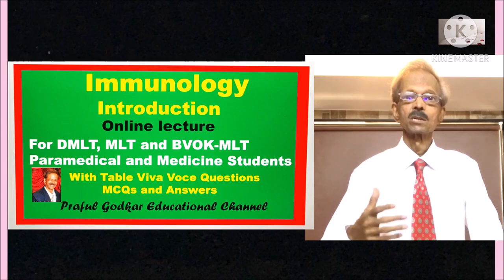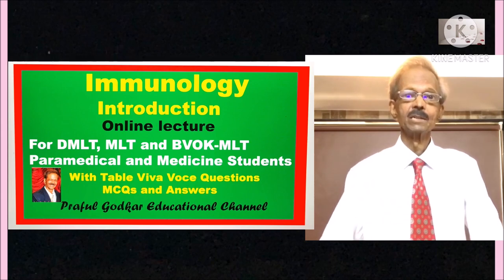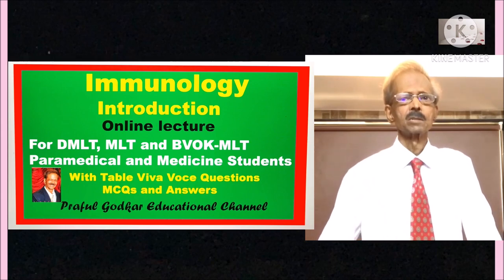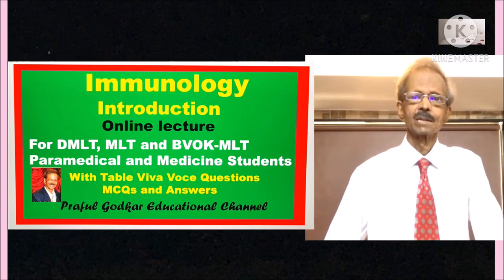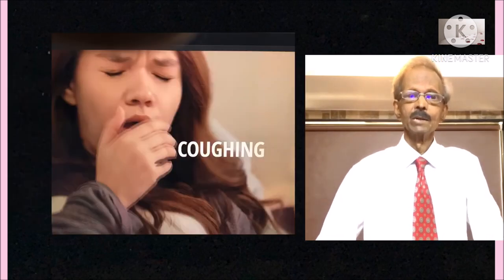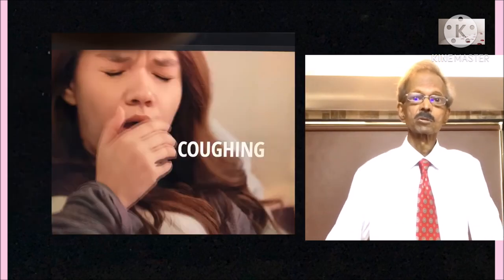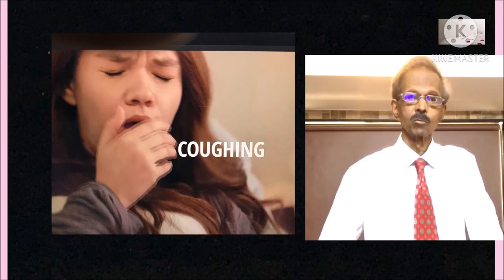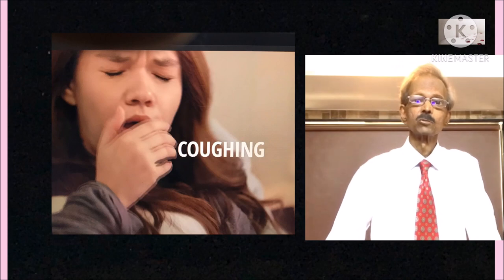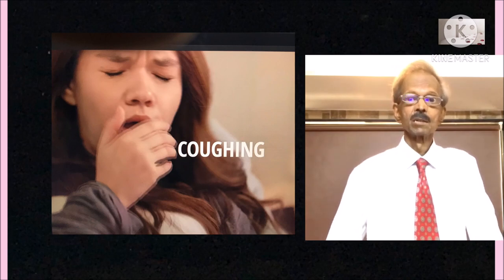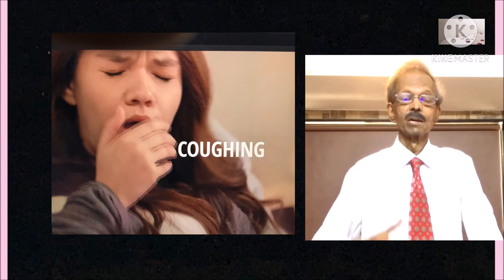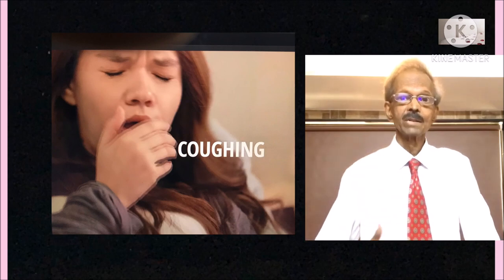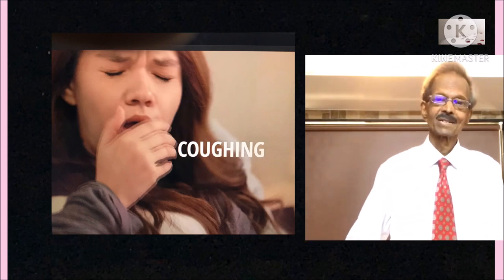Today I will give you an introduction of another important subject, Immunology. Now, for nearly one year you have been hearing about the importance of a good level of immunity to fight any microbial infection, and particularly viral infections like COVID-19. Hence, a good understanding of the immunology subject is very important.